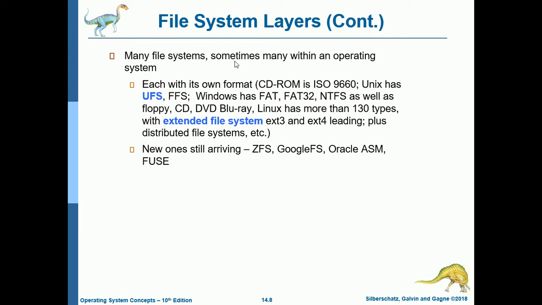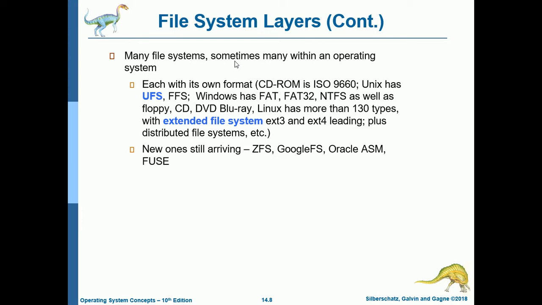And then it also uses the FFS, or the Berkeley Fast File System. Windows has FAT. FAT means File Allocation Table. So we have FAT32, meaning it's 32-bit. And then we have NTFS. NTFS means New Technology File System. As well as floppy. Floppy has its own file system, but of course, we're not using that anymore.